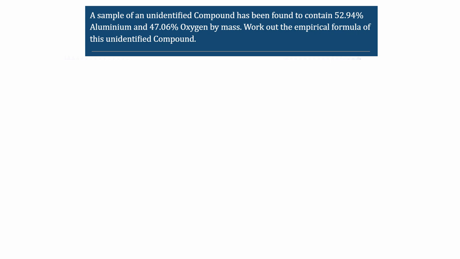Okay, so we've been presented with an unidentified compound, and we've been told that it contains aluminium and oxygen, right? And we've been asked to work out the empirical formula. In the question, we've been told that it's got a particular composition in terms of the percentages by mass of the two elements. And what I'm going to do is check what the total of those percentages is. I would invite you to have a go to see what you get when you add those up.